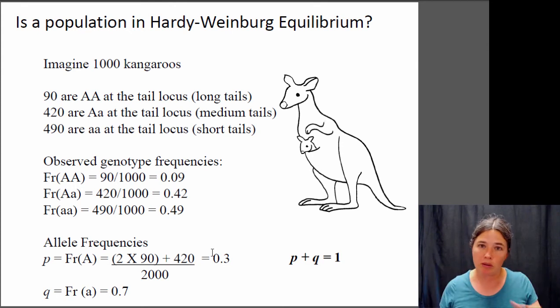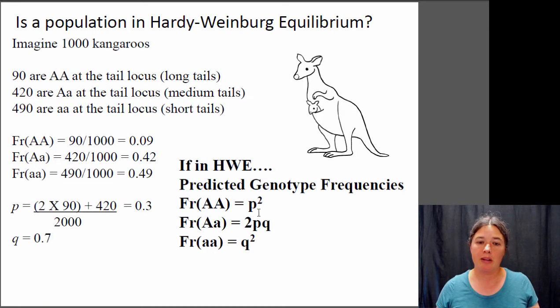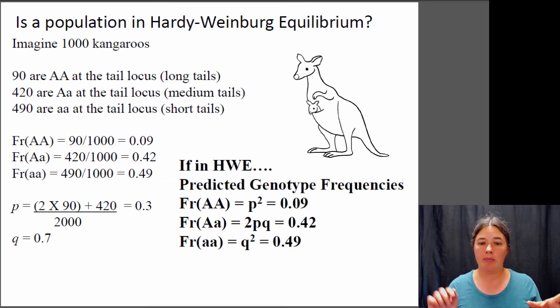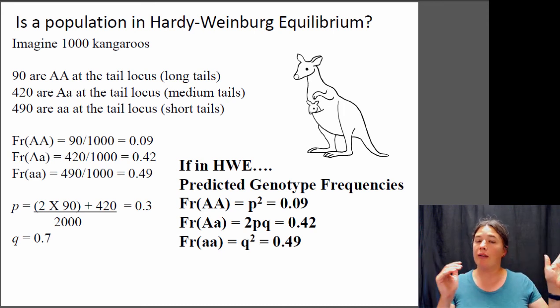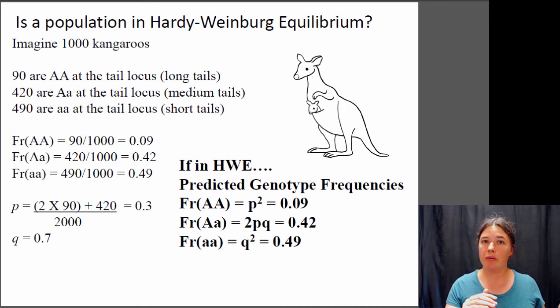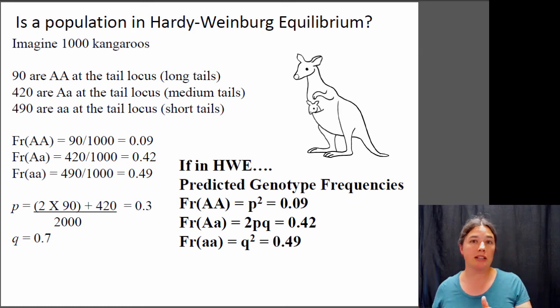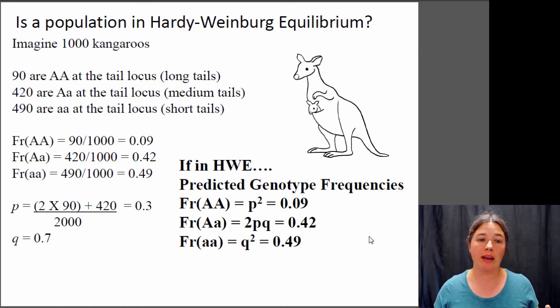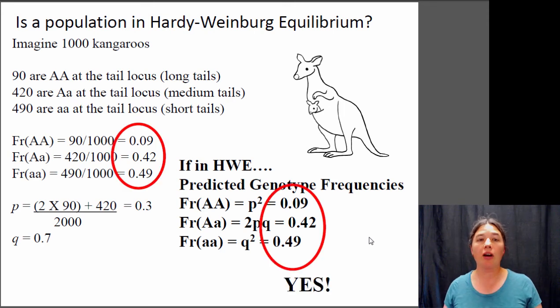We just went through this in the last one, so hopefully this all sounds familiar. So that's going to look like this, all right? P squared, 2PQ, and Q squared, right? You take your allele frequencies over here, you plug them in, and you get 0.09, 0.42, and 0.49. Now you have observed genotype frequencies, and you have predicted genotype frequencies, and you want to compare them. So we're comparing the observed and the predicted. There they are. They're the same.